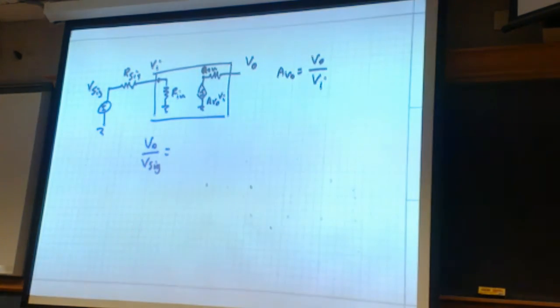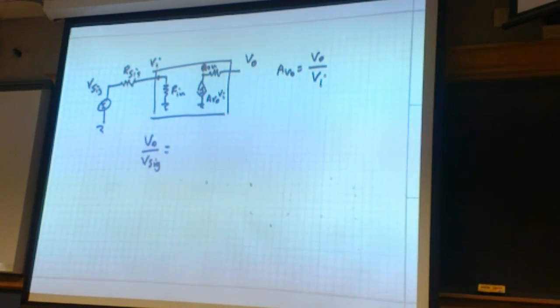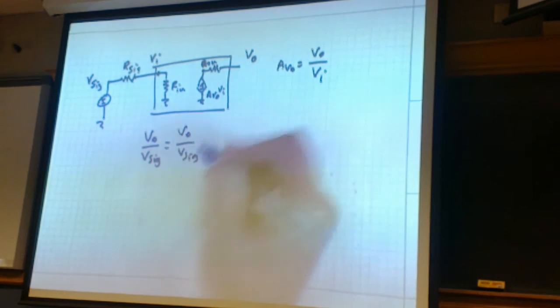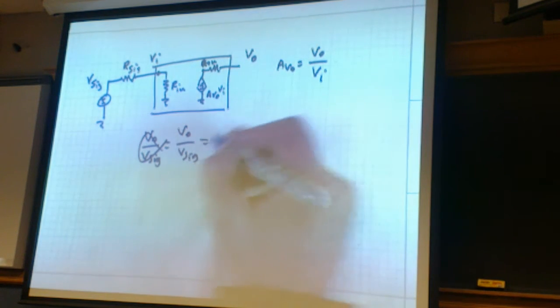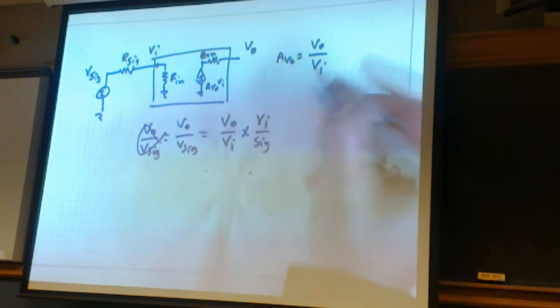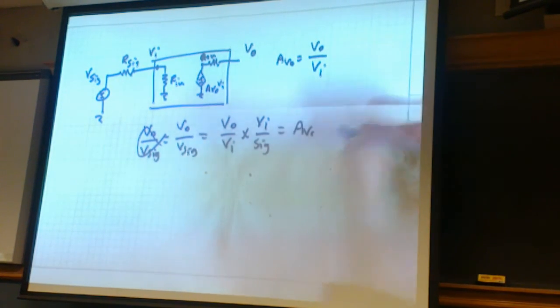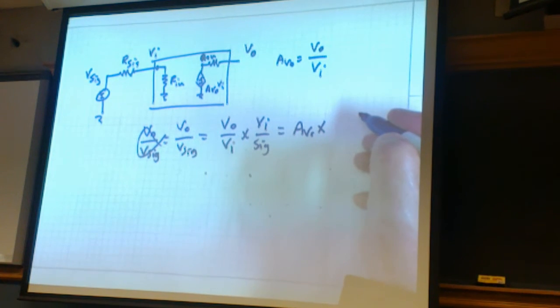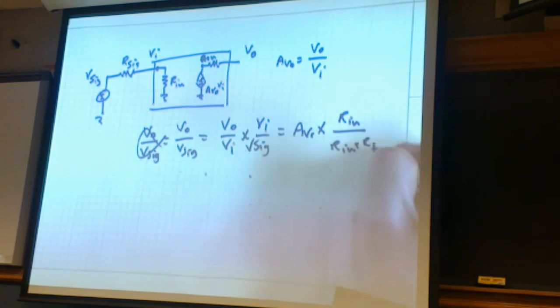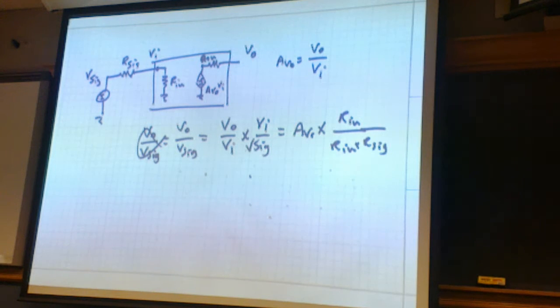So you just multiply that by VI divided by V sig, right? So V out over V sig, I'm sorry, is equal to V out over VI times VI over V sig. And V out over VI is AV naught, VI over V sig is the voltage divider. Okay. I see, yeah. Nice, that's it.